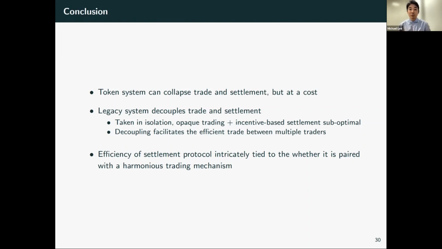And in fact, we also learned something about the legacy system. So taken in isolation, we have a very opaque trading system where there's a lot of hidden information, and also a settlement system that's incentive-based. And both in isolation seem very suboptimal. But in fact, when you put these together, it's really when you can facilitate the efficient trade between multiple traders. And this kind of shows you that carving out the settlement system and replacing it with a new system has consequences. And in fact, the efficiency of the settlement system is really tied to what type of trading mechanism that it's attached to as well.